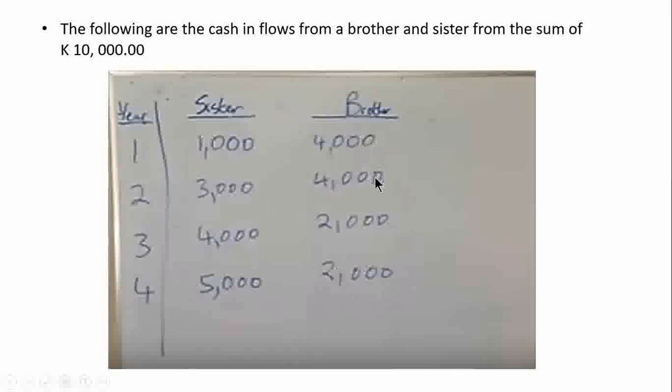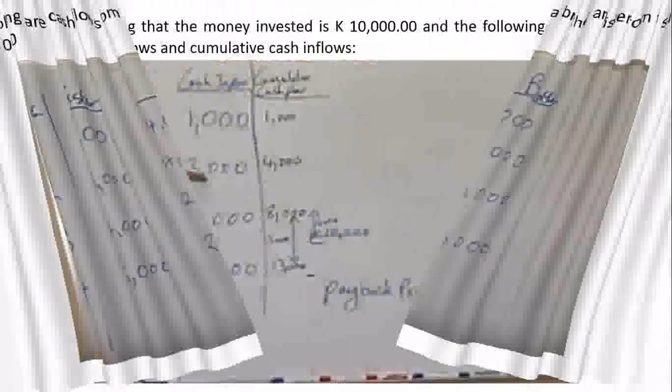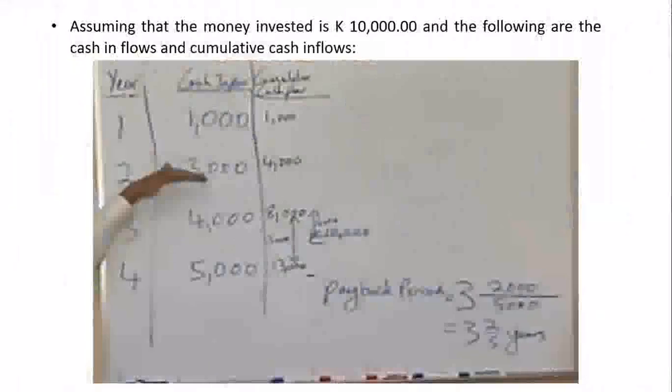So the question is, who are you going to give this amount? Are you going to invest this amount in your sister or your brother, looking at the way they are dispensing the money to you? You cannot guess. For us to understand this, we have to compute the payback period for these two. So let's look at how we can do the payback period. Assuming that the money invested is 10,000, the following are the cash inflows and cumulative cash inflows, as you can see from the previous diagram.